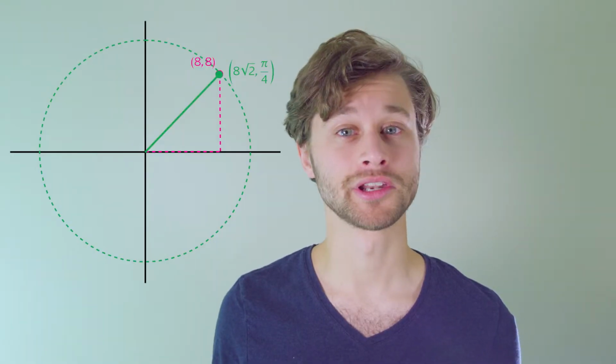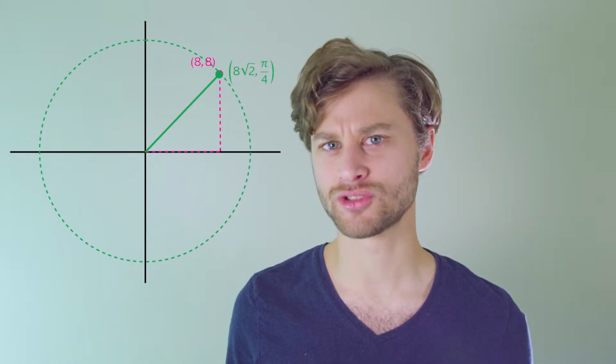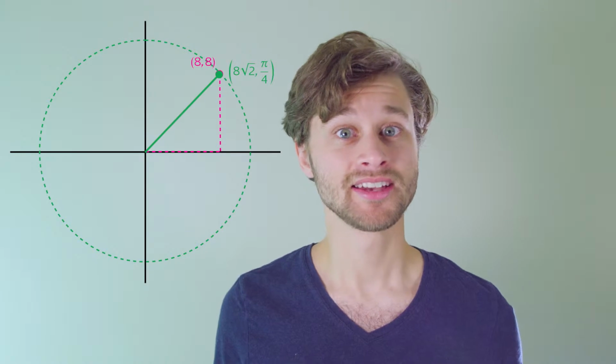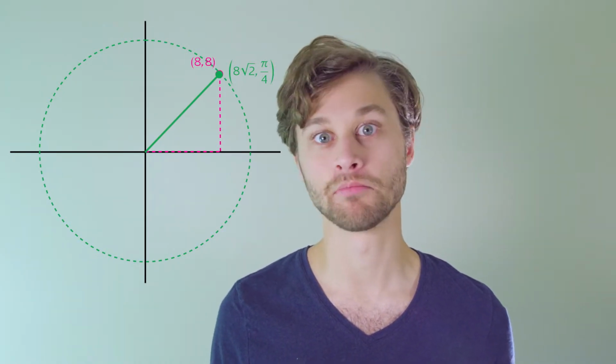Now, looking at these two coordinate points, it may seem that we have complicated things more than we've helped, and in a way, that's true. There are certain things in polar coordinates that become a whole lot more complicated, but complicated things in Cartesian coordinates become much simpler in polar coordinates.